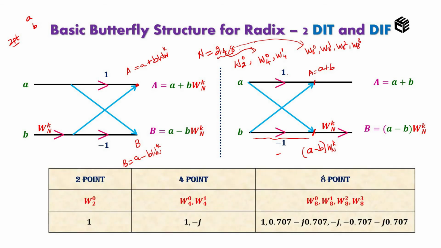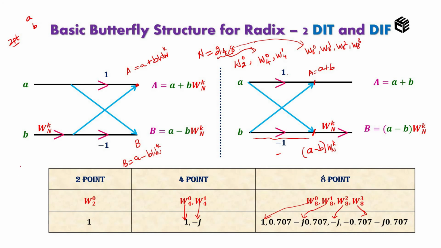For 2-point, as I told you, we have twiddle factor W2 power 0, which is equal to 1. For 4-point, we have 2 twiddle factors, W4 power 0 and W4 power 1. W4 power 0 is 1, and W4 power 1 is -j. For the 8-point sequence, W8 power 0 is 1, W8 power 1 is 0.707 minus j 0.707, W8 power 2 is -j, and W8 power 3 is minus 0.707 minus j 0.707.